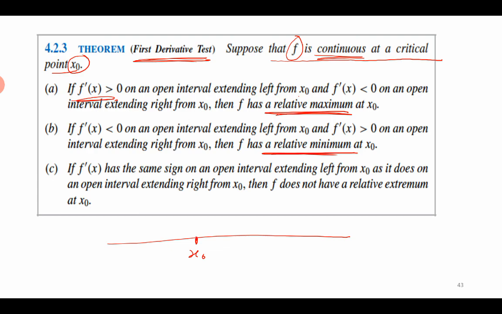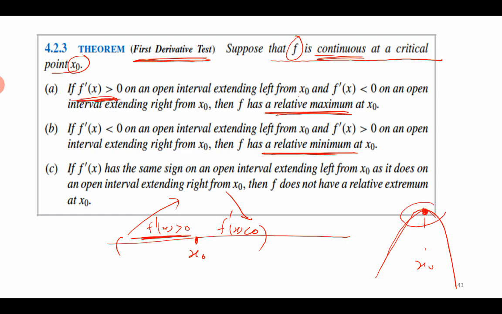If there is an open interval about x0 where the first derivative is positive on the interval extending left from x0, and negative on the right side. When the first derivative is positive, the function is increasing. When it is negative, the function is decreasing. So the function goes up and comes back down, so it should be the maximum. At x0 the function reaches its maximum. So x0 is a relative maximum if before the point the slope is positive, and after this point the slope is negative.